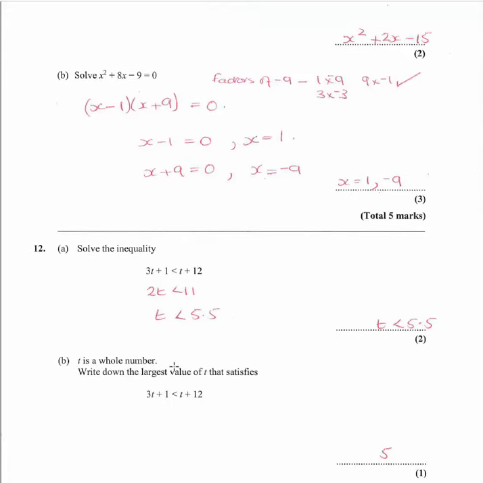And if t is a whole number, the biggest possible value that could be would be, well, it's got to be less than 5.5, and it's got to be a whole number, so it's got to be 5.